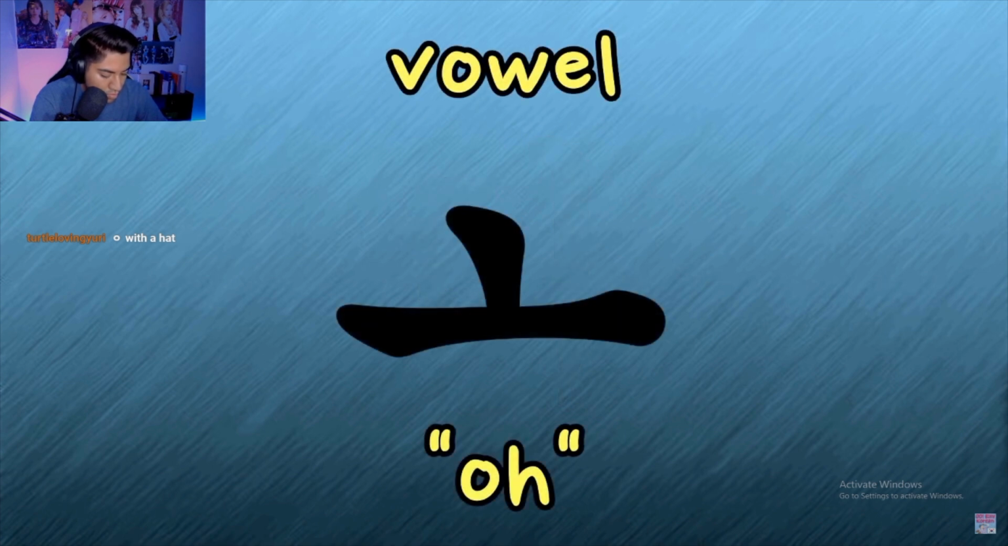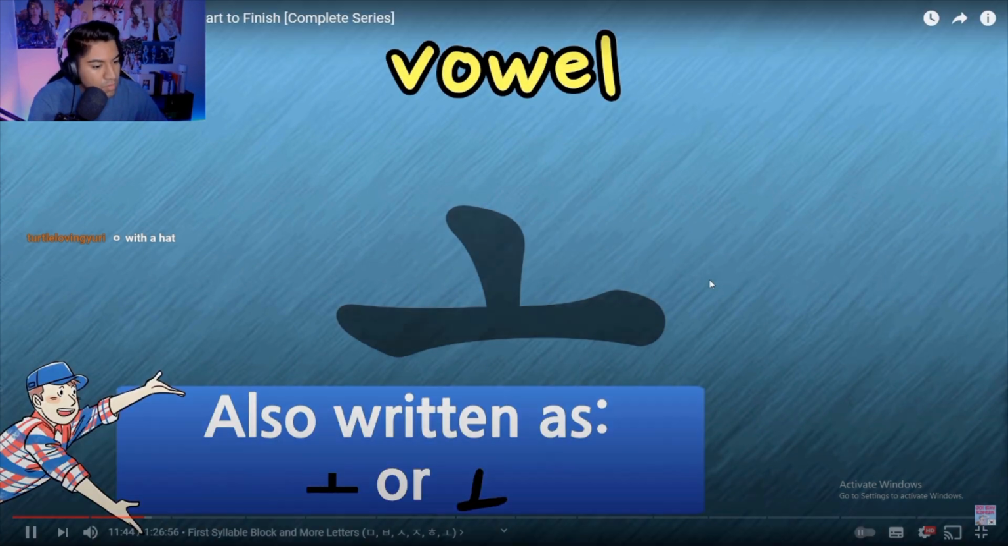Here's our second vowel. To draw it, start at the top and draw a line down.